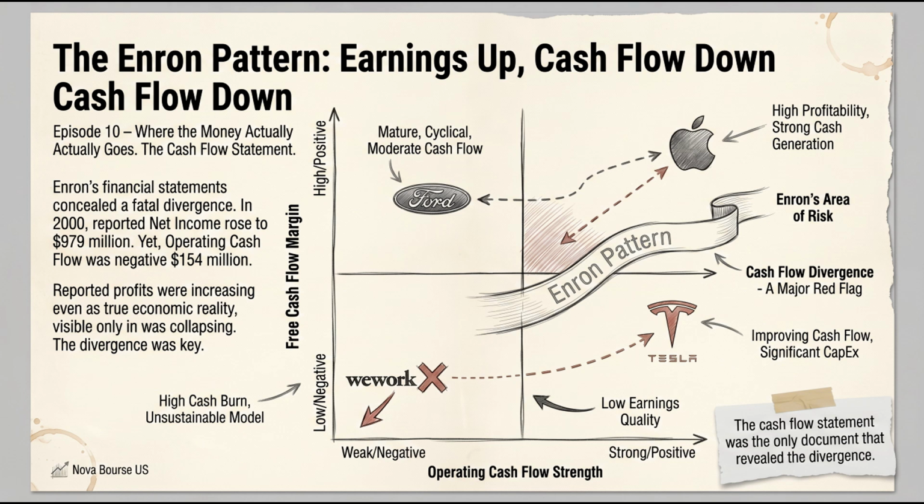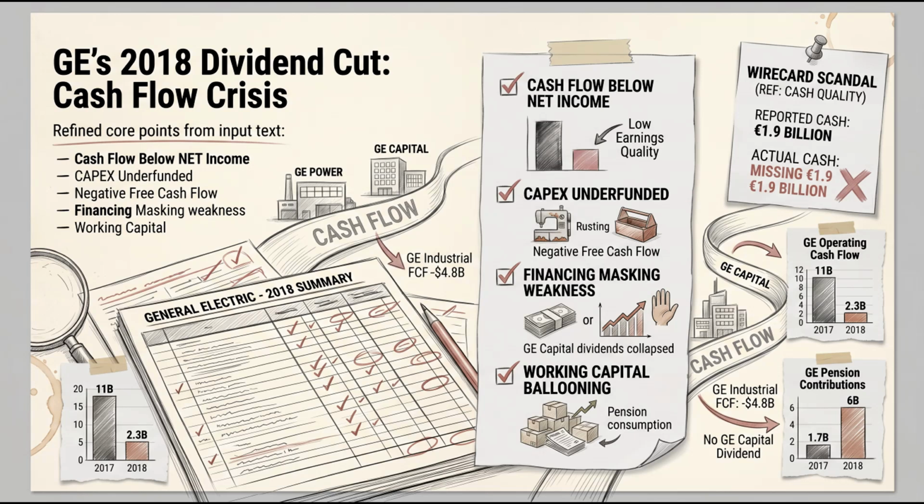General Electric's 2018 dividend cut is another example of a cash flow crisis. In October of that year, GE slashed its quarterly dividend from 12 cents to 1 cent per share to save $3.9 billion annually. The reason was simple.